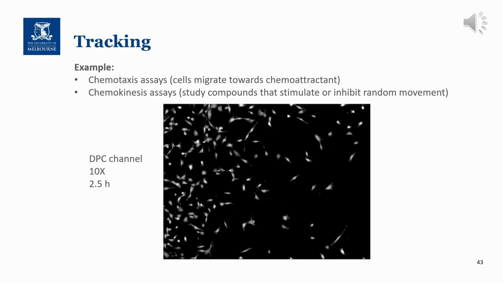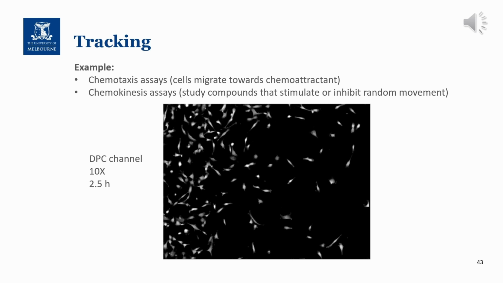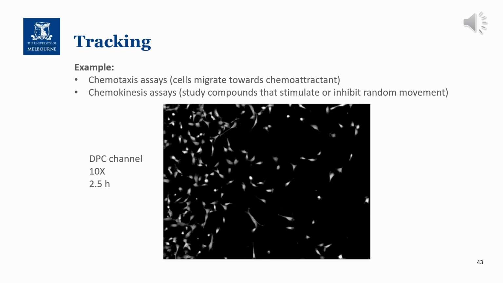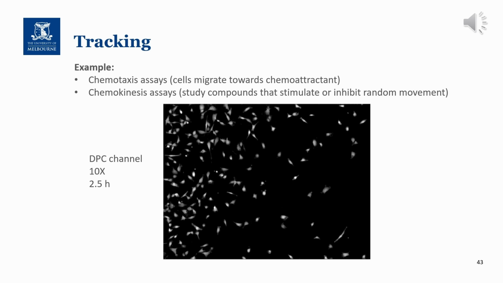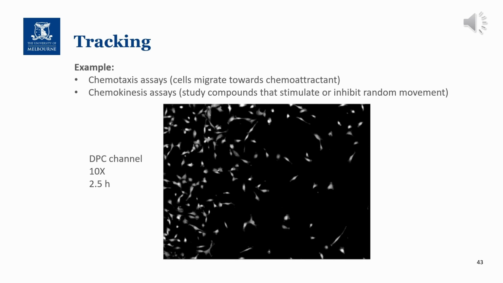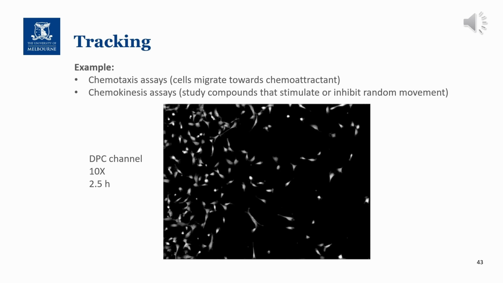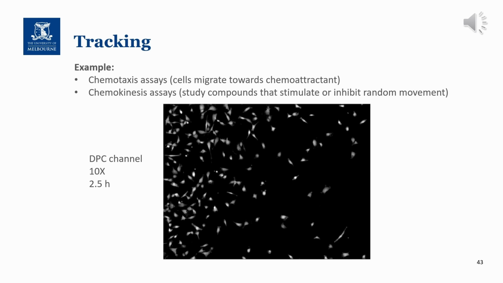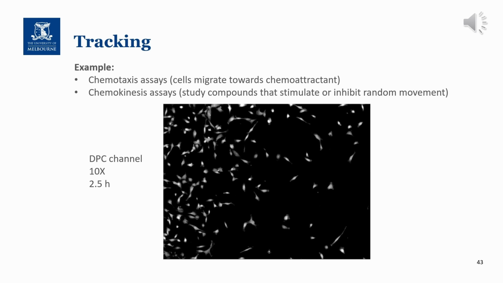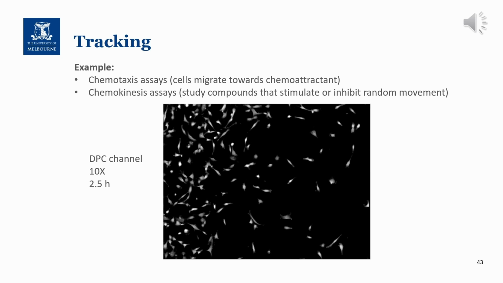In this experiment, the digital phase contrast channel has been used at 10x to image cell movement. Brightfield and digital phase contrast will always be better for this kind of long-term time-lapse imaging, but in this case, digital phase contrast has been used because it allows for much better segmentation, and this makes it much easier to track cells.